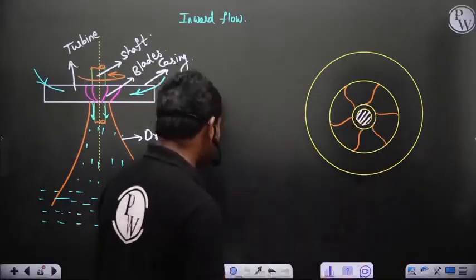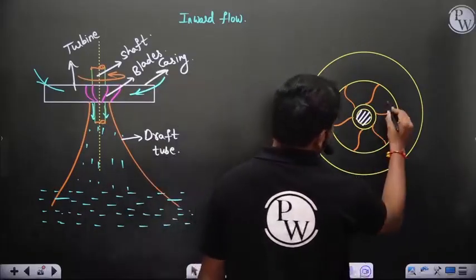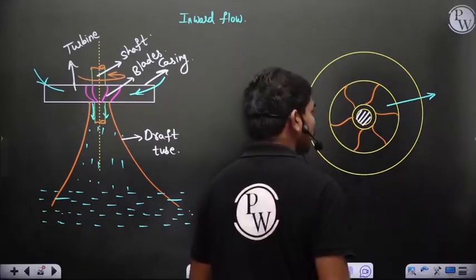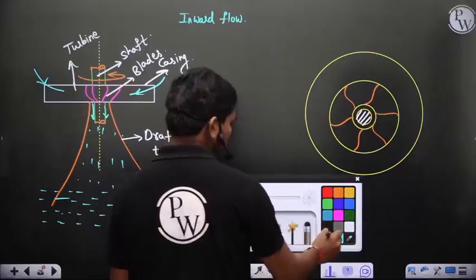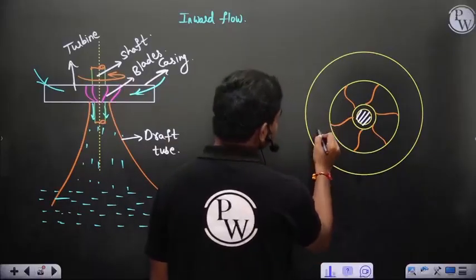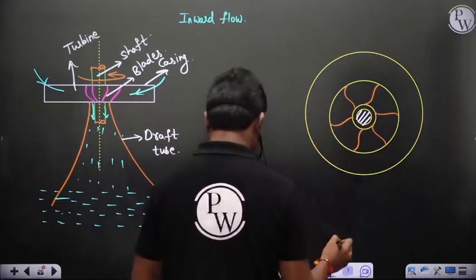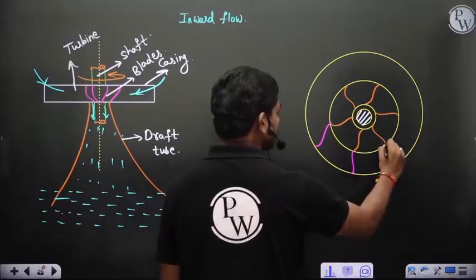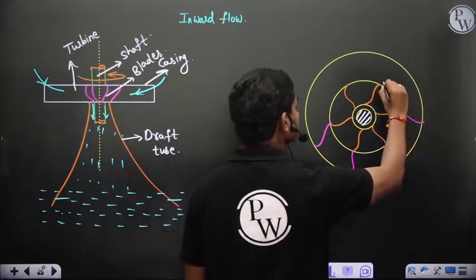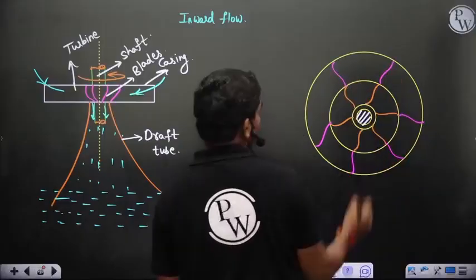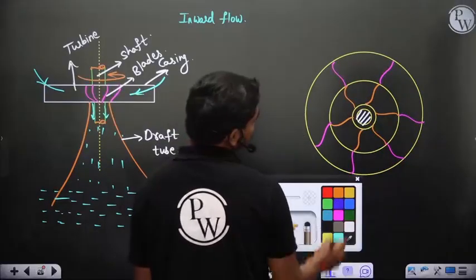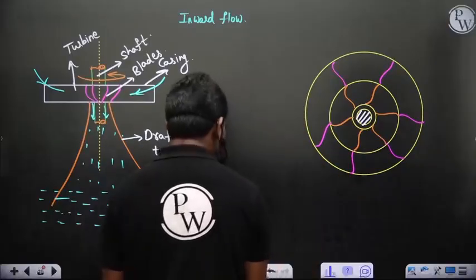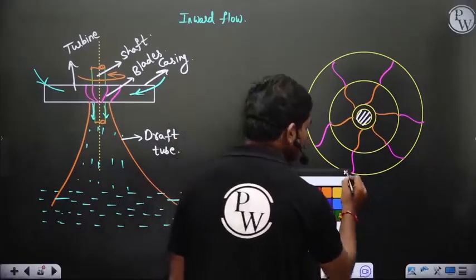So this is the runner here. We'll do the nomenclature later. First, let us draw the diagrams. These are the stator vanes, which guide the fluid into this. The orientation of these stator vanes can be modified. Now you have a casing which is the spiral casing, of course.